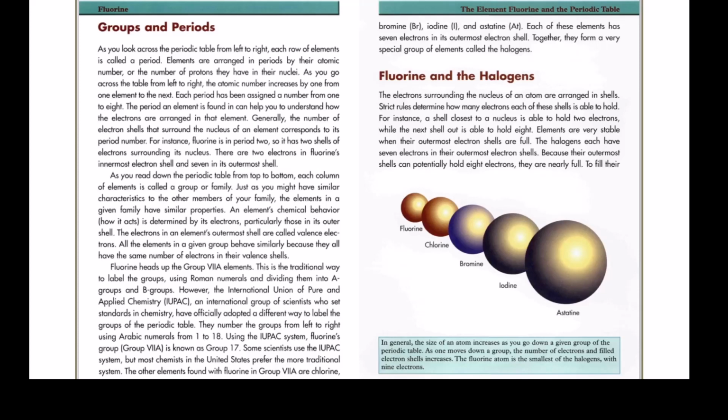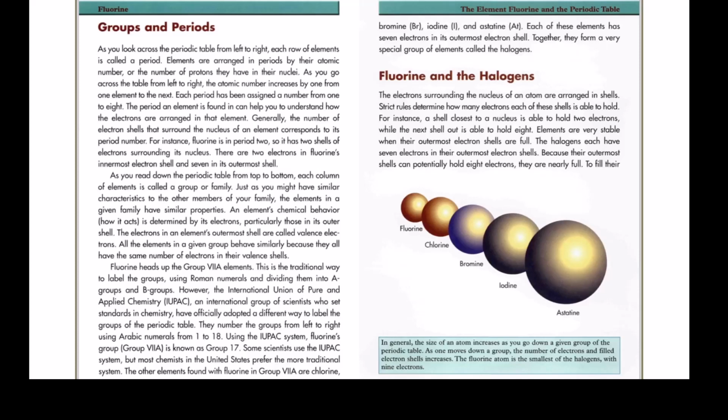The period of an element can help you understand how the electrons are arranged in the element. Generally, the number of electron shells that surround the nucleus of an element corresponds to its period number. For instance, fluorine is in period 2, so it has 2 shells with electrons surrounding its nucleus. There are 2 electrons in fluorine's innermost electron shell and 7 in its outermost shell.